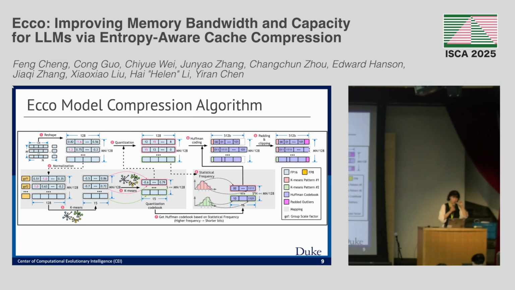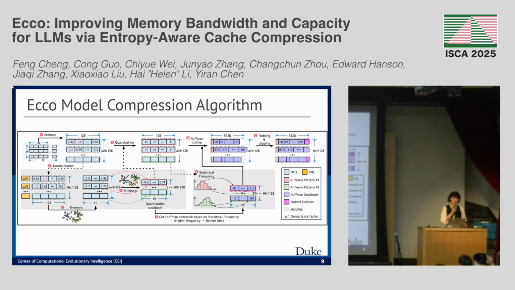So this picture shows the details of our entropy-based compression algorithm. I will explain in detail in steps. We first group weight and activation into a chunk of 128 elements, and then normalize each group using its own scale to ease the quantization.